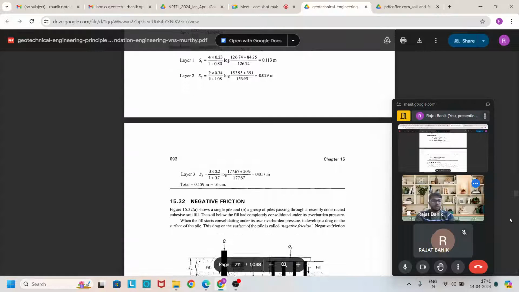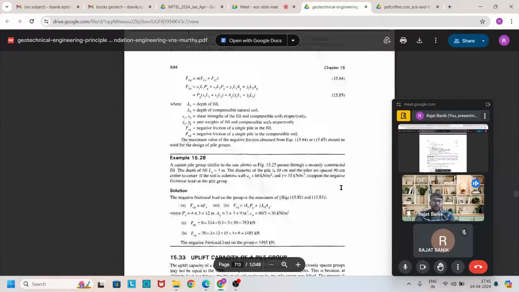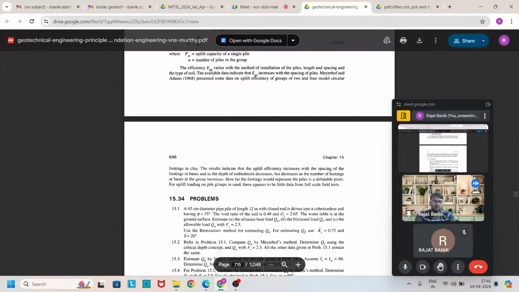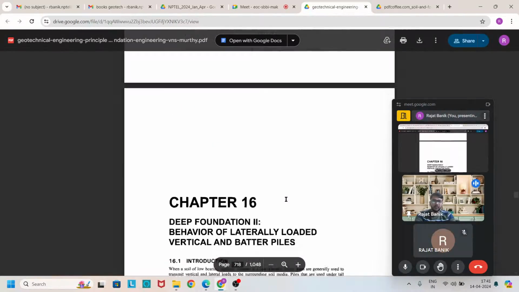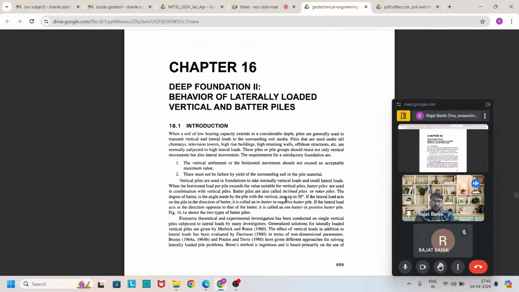Now we try to solve or discuss the sheet piling or anchor piling, which is an advanced type of foundation and deep foundation.